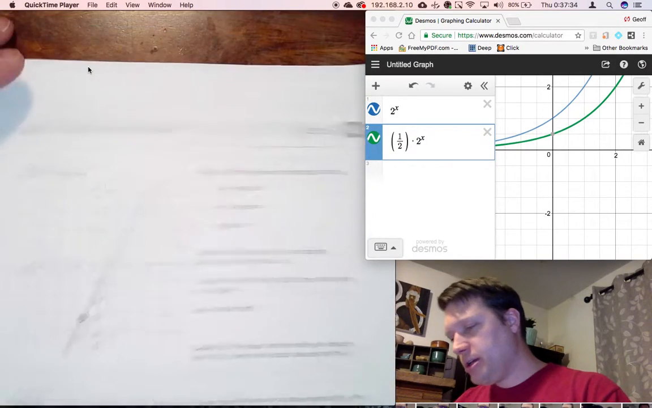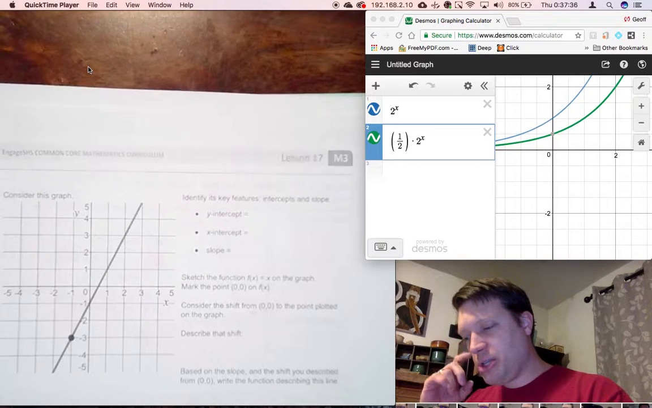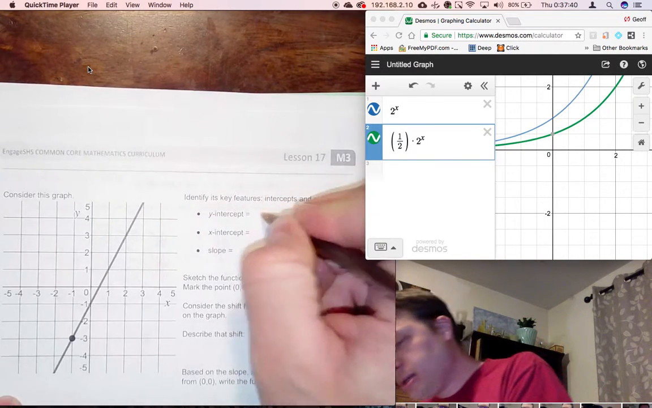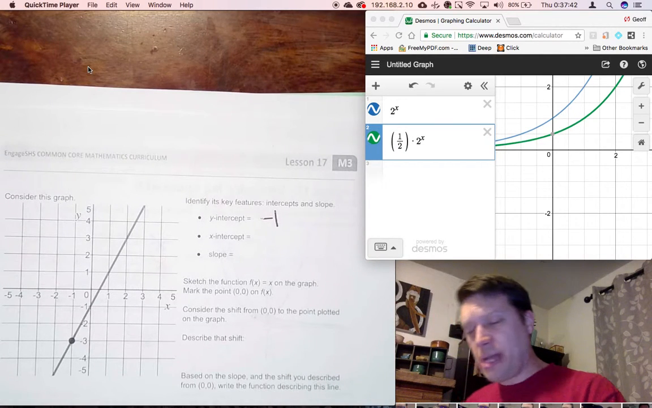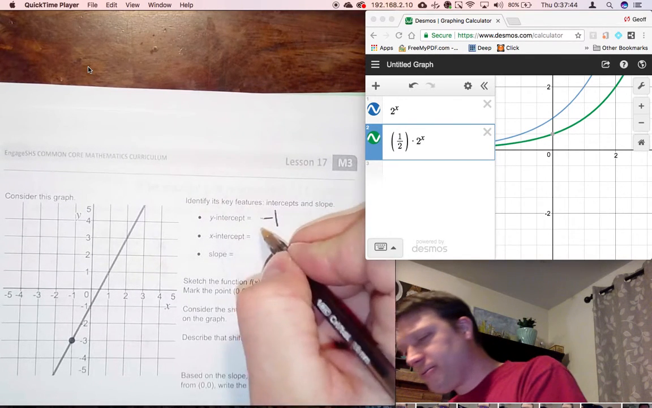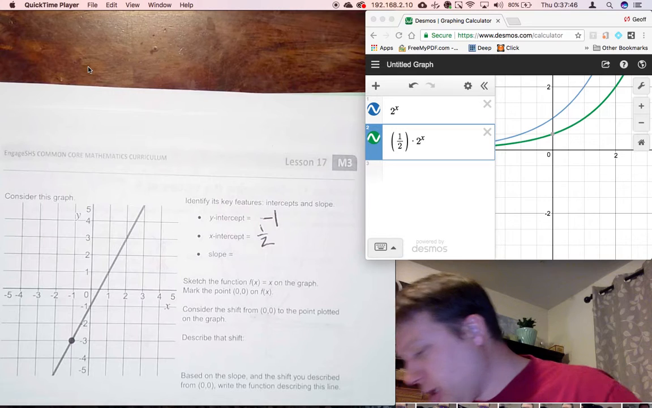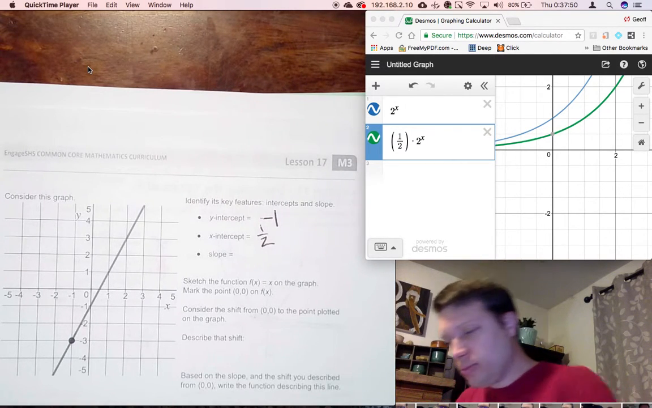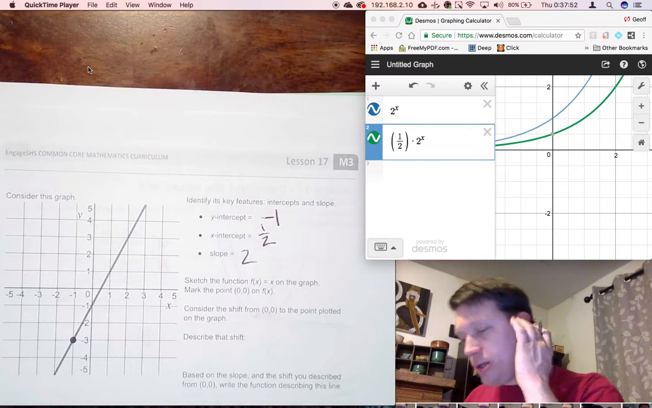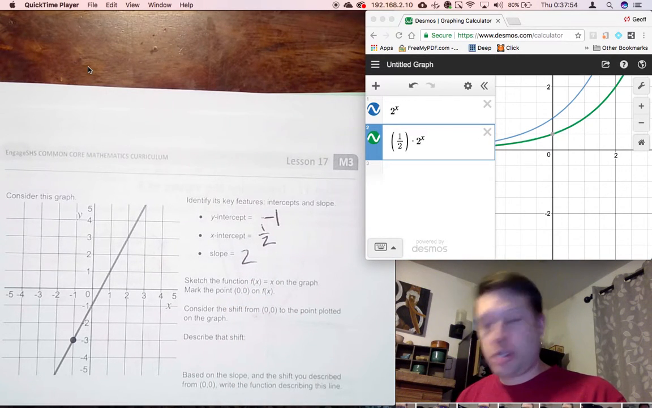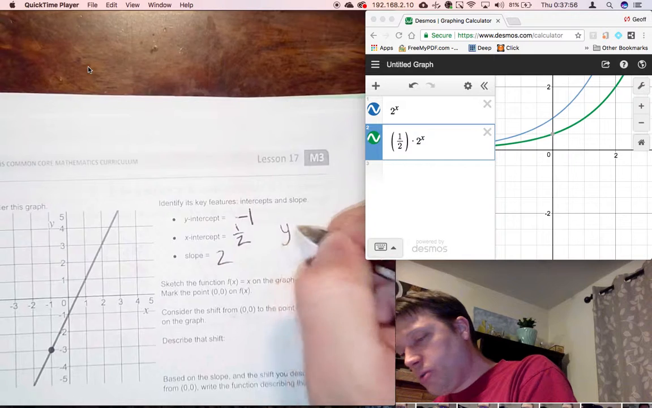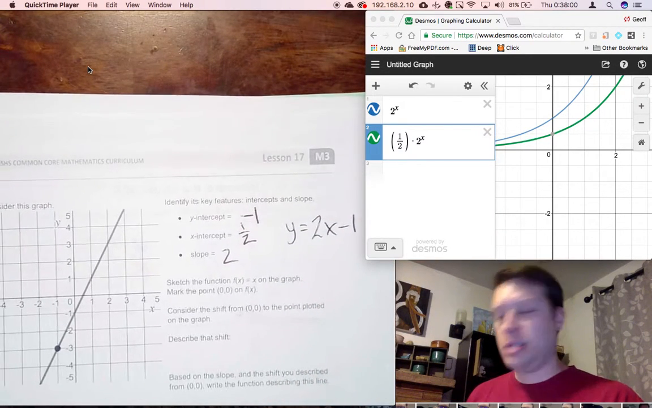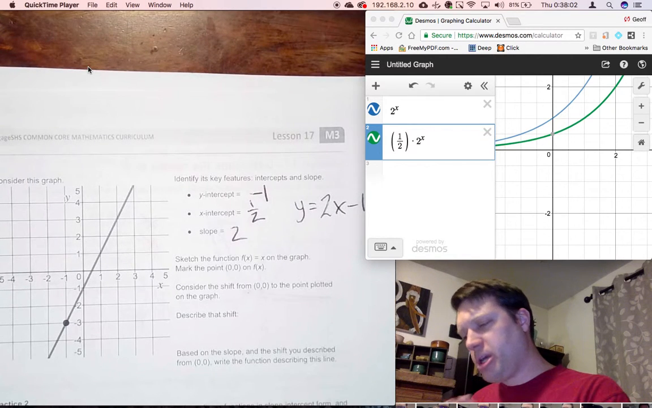Consider the graph. Identify the key features, the intercepts, and the slope. So the y-intercept is -1, and the x-intercept looks like it is 1/2. The slope is 2, rise 2, run 1. So we could write the function as y equals 2x minus 1. That would totally work as an equation. So because of that, that's fine.